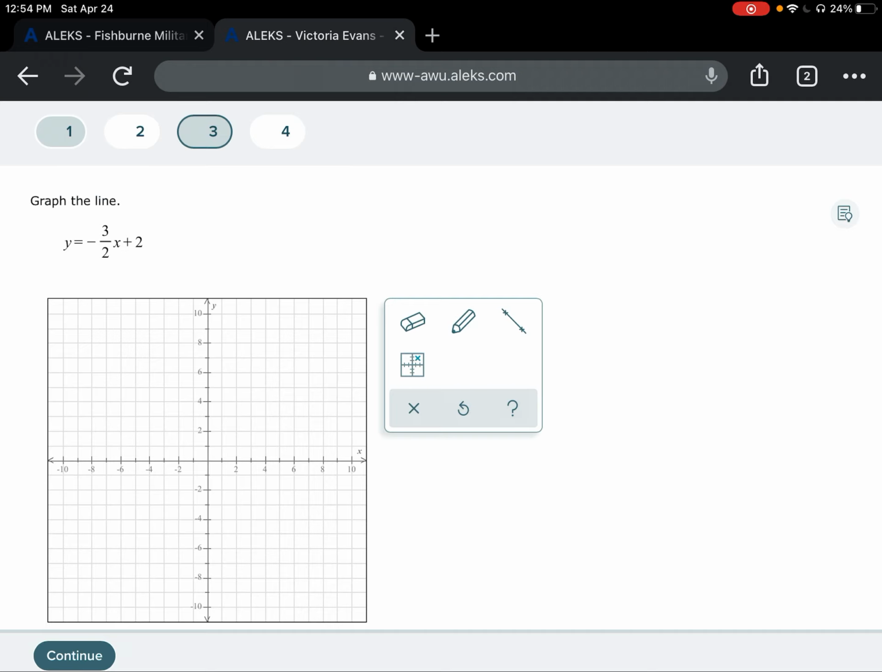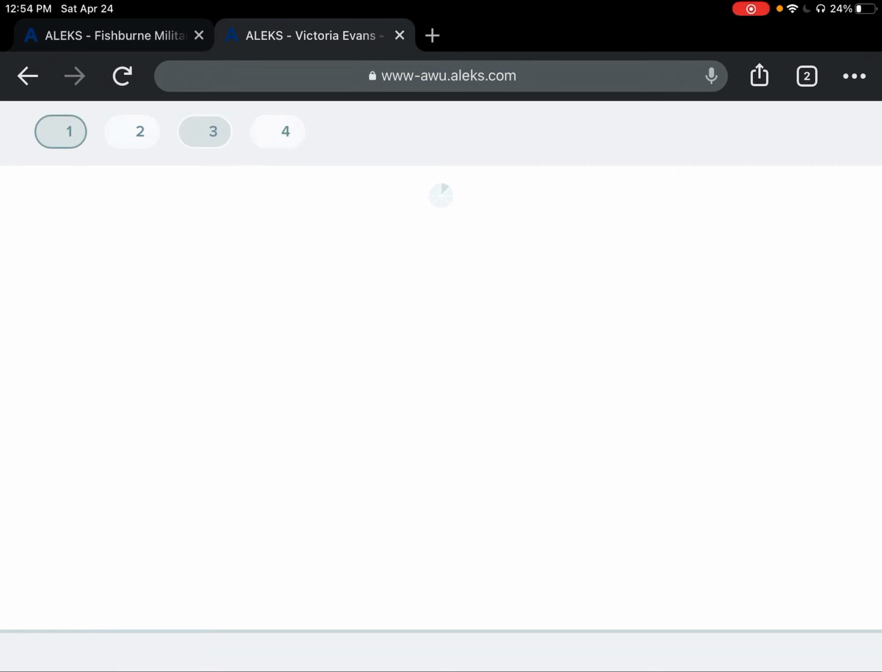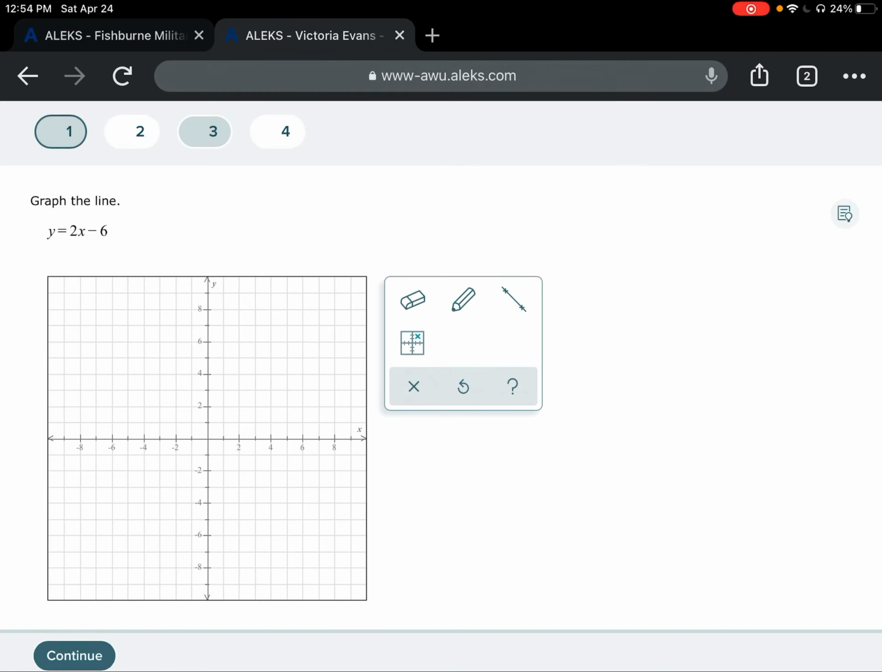And then for the second one, where your slope, negative 3 over 2, is a fraction. Some of you guys already know this, but you'll be right.